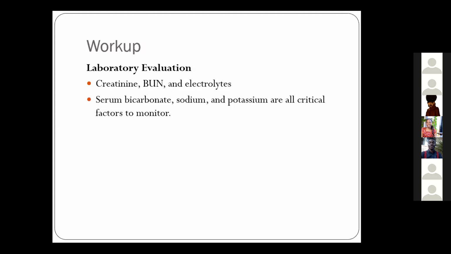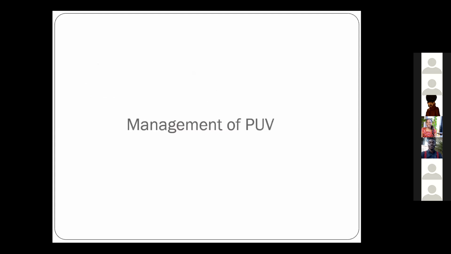In the lab workup, you want a creatinine, you want BUN, and you also want to know the electrolytes of these patients. We already said that they may have issues concentrating their urine, acidifying their urine, and so you should have measurements of the serum bicarbonate, sodium, potassium, and these are all critical in monitoring the prognosis of these patients.